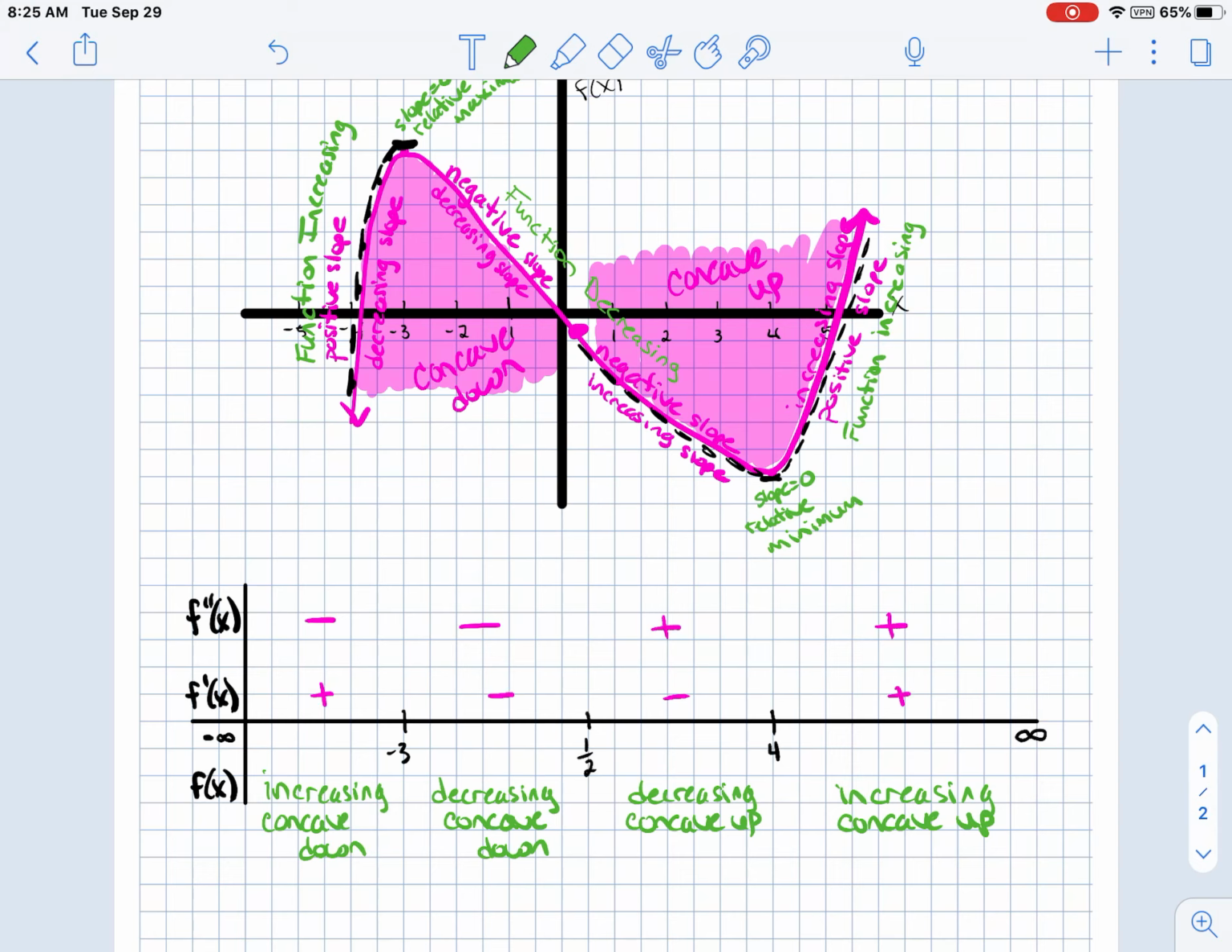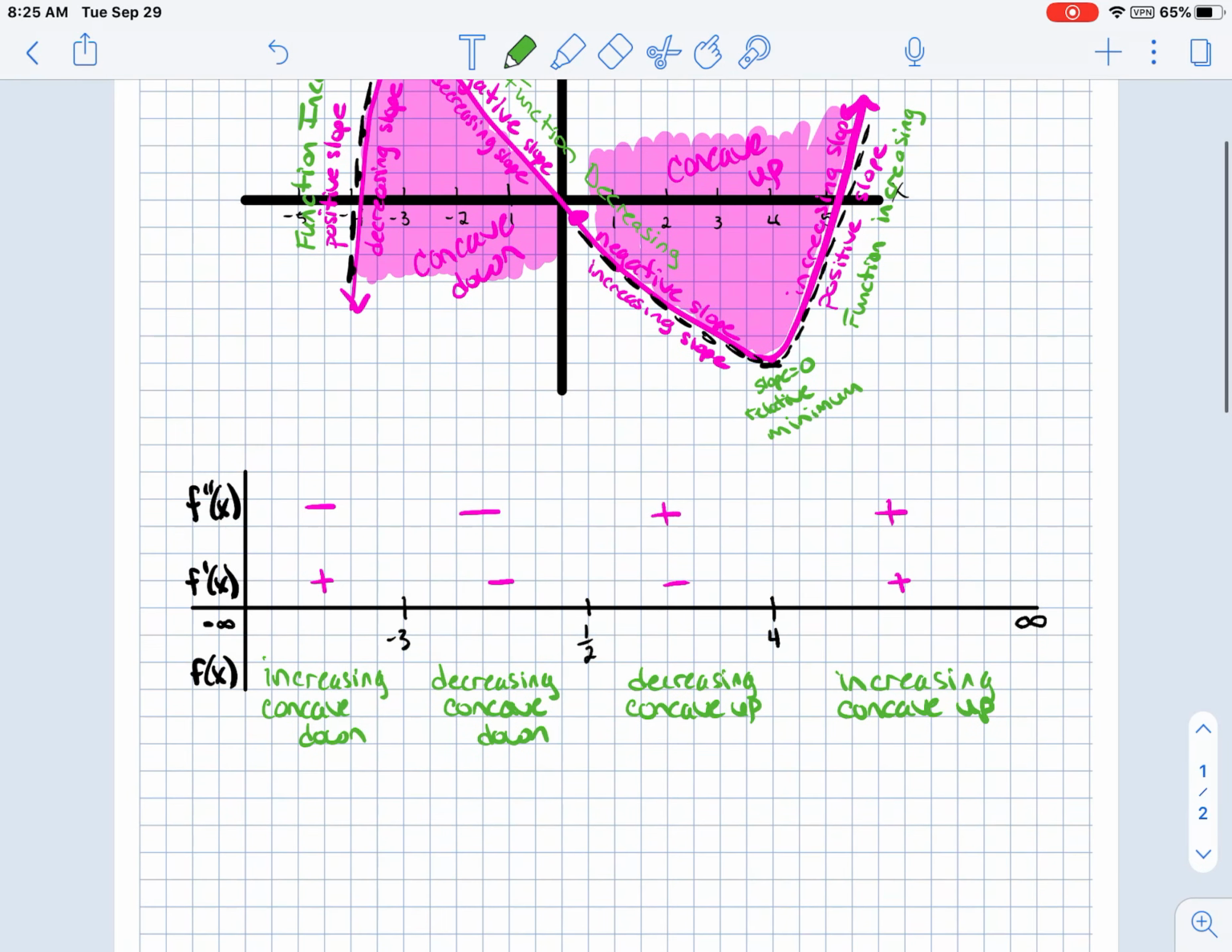All right, so let's put some names on here. We know that at negative 3, the function was increasing and then decreasing. So we have a relative maximum. At 1/2, at this point, that's where the function changes from being concave down to concave up. We call this a point of inflection. And at 4, the graph changes from decreasing to increasing. We have a relative minimum.